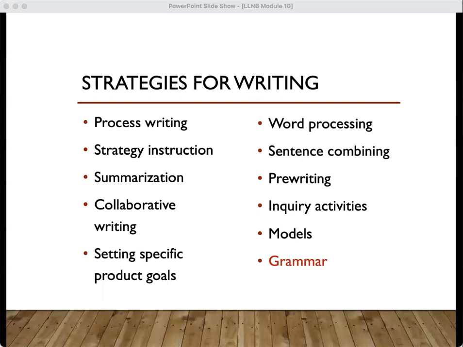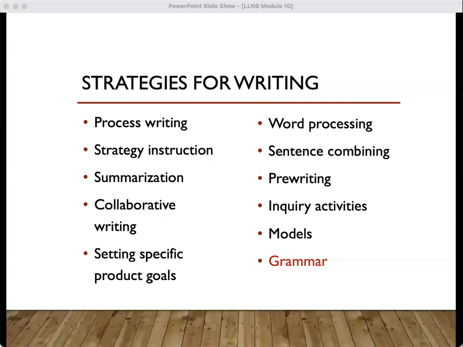Strategy instruction. When you teach learners strategies for writing, revising, and editing their work, they can draw upon these strategies when writing on their own. The ability to effectively use strategies helps change a learner's self-image from poor writer to competent and capable writer.